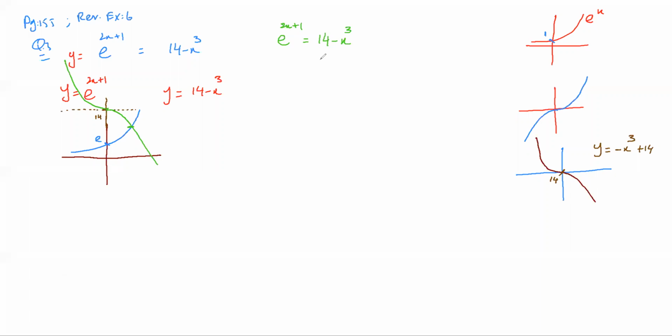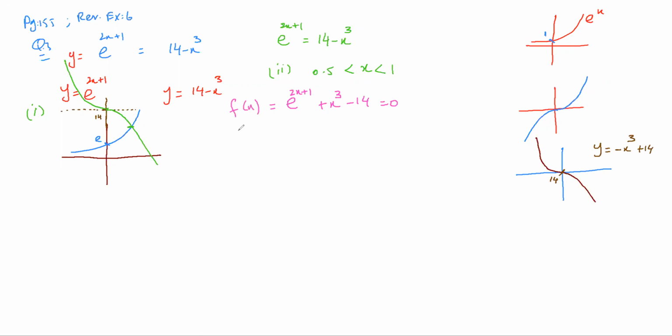It says show by calculation that the root lies between 0.5 and 1. In the second part, we have to show that this root is between 0.5 and 1. For that purpose, you need to bring all the terms on one side: e raised to 2x plus 1, plus x cubed, minus 14 equal to 0. Then you name this as f of x.